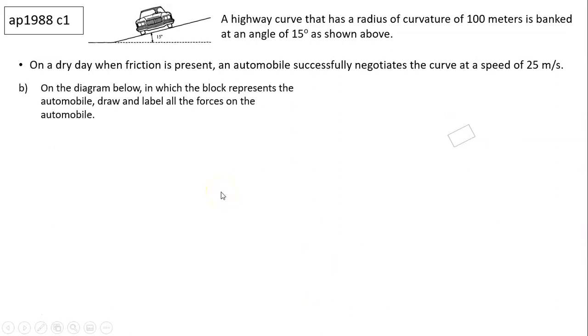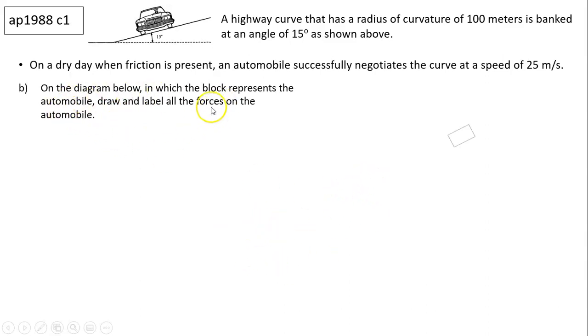Question number 2. On a dry day, when friction is present, an automobile successfully negotiates a curve at a speed of 25 meters per second. So when there is friction, you can drive faster. You probably all experience this in real life, because when it rains or snows, especially around a curve, you have to drive very slowly in order to negotiate the curve. That is because the friction is very small during those conditions. But on a sunny, dry day, you can drive a little bit faster.